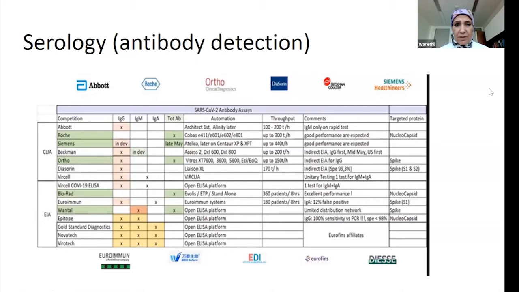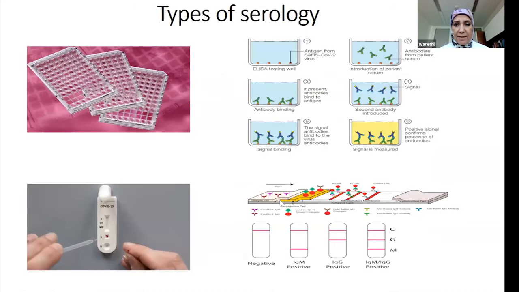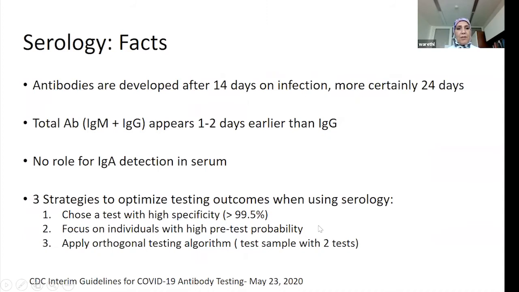So these are just examples of an ELISA platform, and this is the lateral flow or the point of care kind of assays. Some facts about serology, as I mentioned before, is antibodies start to appear after 2 weeks of infection.